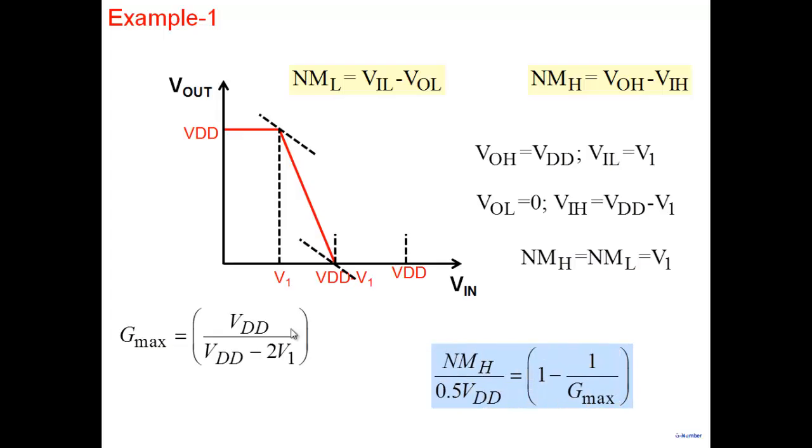And I can rewrite this as, note that NMH, I can take this one and write it as V1 by VDD equal to 0.5 times (1 minus 1 over Gmax). And I can rearrange and write it in this form here: NMH by 0.5 VDD equal to 1 minus 1 over Gmax. Why am I writing like this? Well, realize that the maximum noise margin that you can get is 0.5 VDD, half of VDD. So NMH by 0.5 VDD is sort of a measure of how close I get to the maximum. And what does it depend on? 1 minus 1 over Gmax. How large a gain can your inverter give?